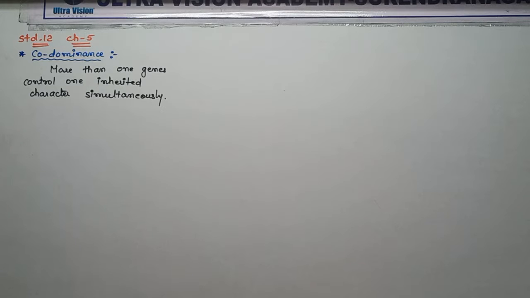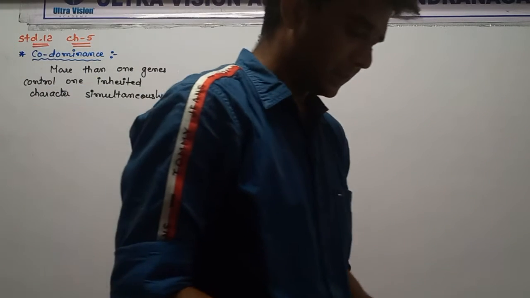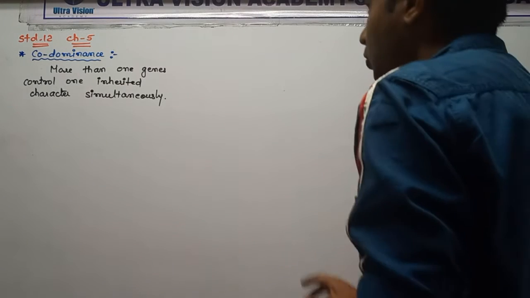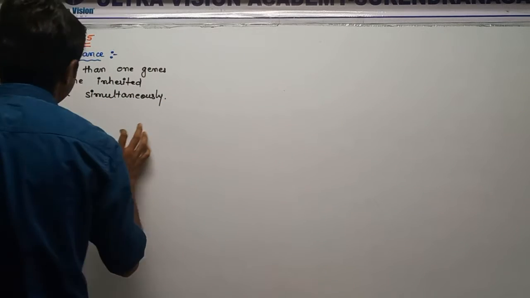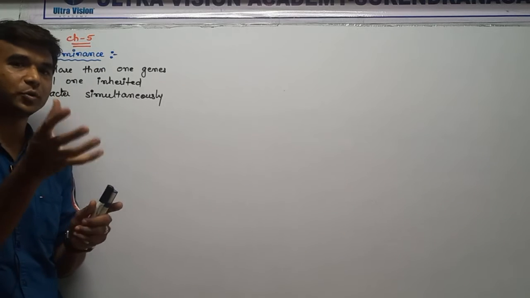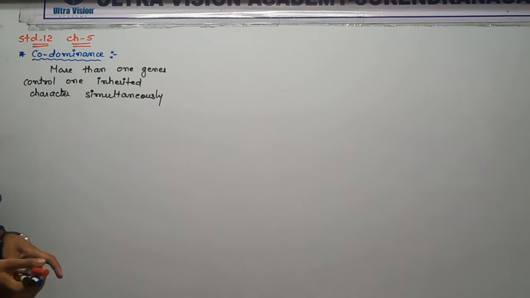So here, when more than one gene controls so many characters, it is known as polygenic inheritance. Codominance is also spoken of alongside polygenic inheritance, but here the topics are two: polygenic inheritance and codominance. Here we say that more than one gene controls one inherited character simultaneously. So both the genes work together and maintain only one character.